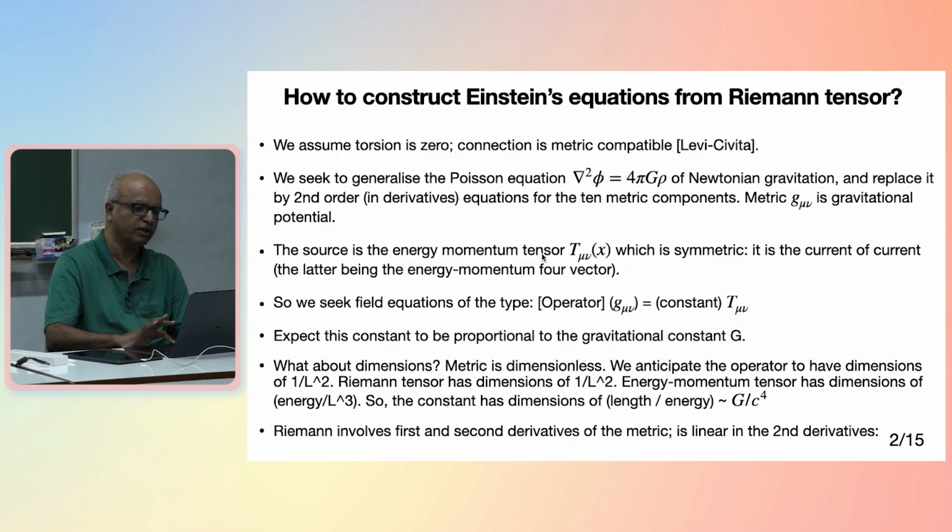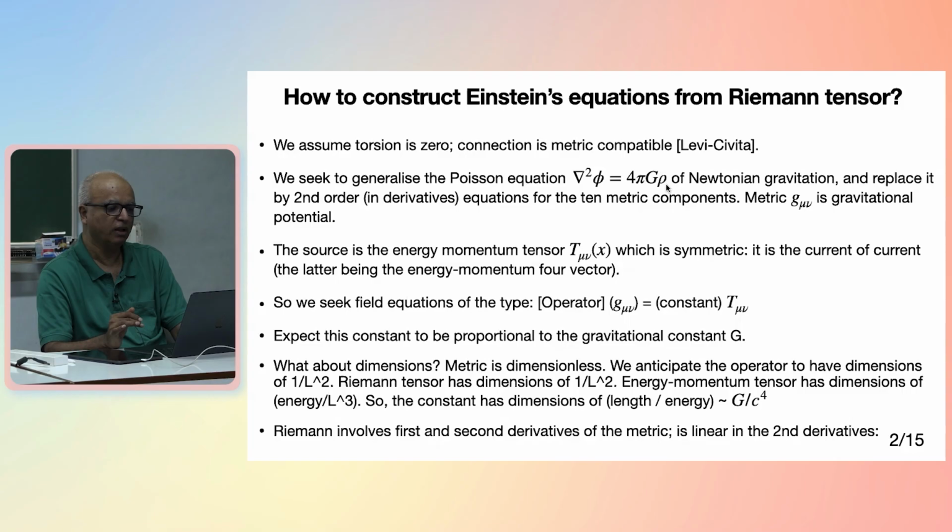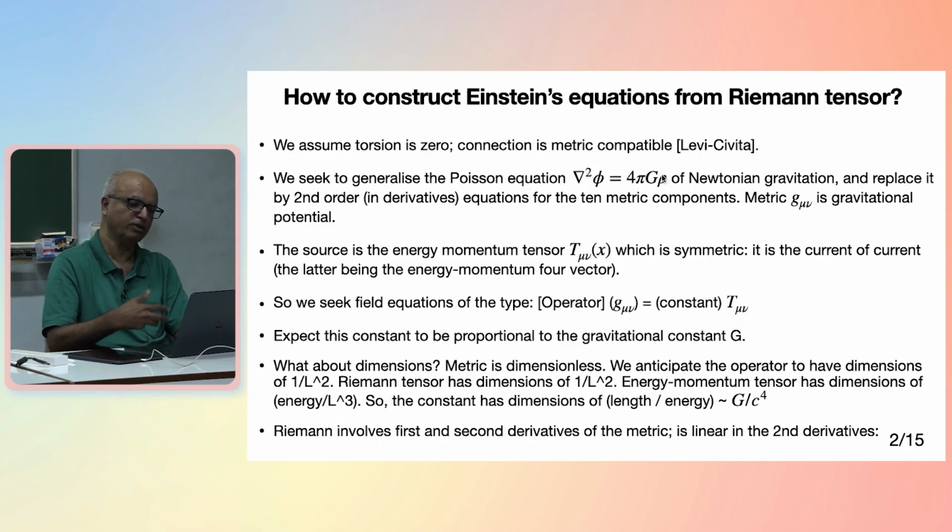The source is the energy momentum tensor, which is symmetric. In general relativity, it is symmetric. It is the current of current, meaning the latter, which current are we talking of? As we said, mass density cannot be used directly. Mass is part of the energy momentum 4 vector, and so first we have to have an energy momentum 4 vector here and its current. By current of current, it means it will give us something like energy density, flow of energy, pressure, etc.